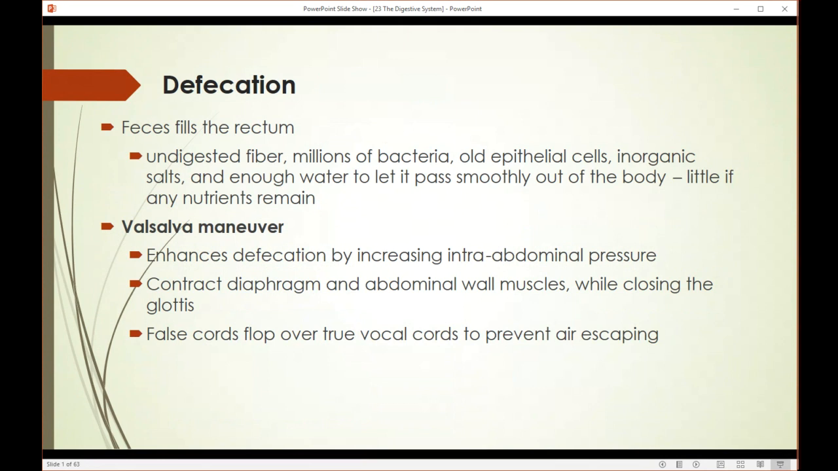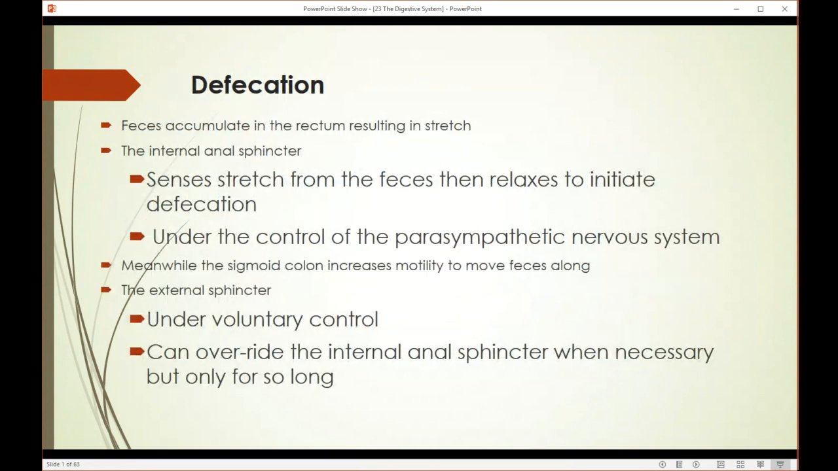Okay, we've already talked about the Valsalva maneuver. We talked about the respiratory system. But we can also use that Valsalva maneuver to enhance defecation because it increases our intra-abdominal pressure. We contract the diaphragm and the abdominal wall muscles while closing off the glottis. Okay, that's when we're sort of straining. And our false cords are going to flap over the true vocal cords, so that prevents any air from escaping.